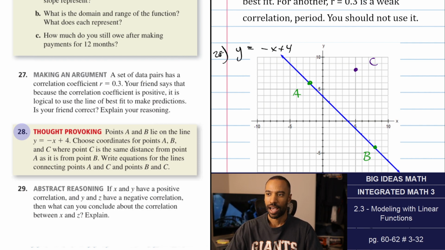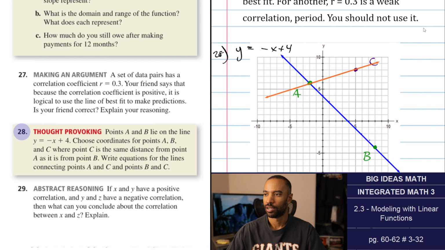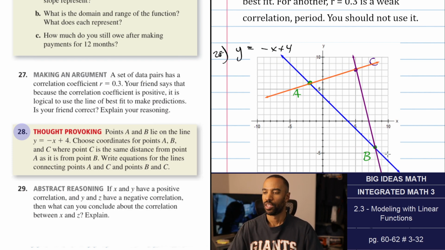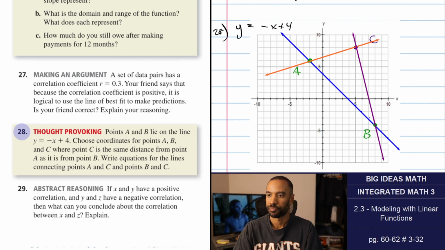Now I need to make the lines that go through AC and BC, right? That's the idea. So I'll make them a different color. Here's AC. I'm just making up random colors for this. And here's BC. Okay. Now, what are those lines? What are the equations of the lines? It's all based off the points.